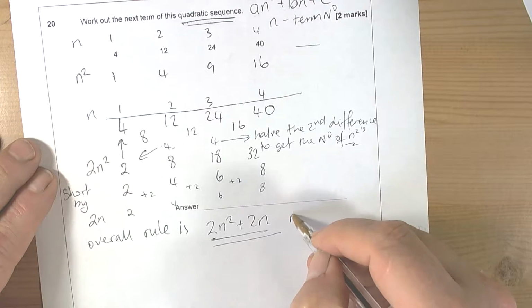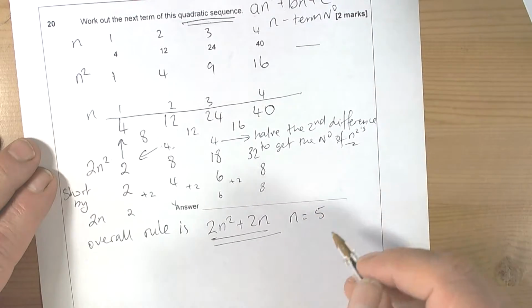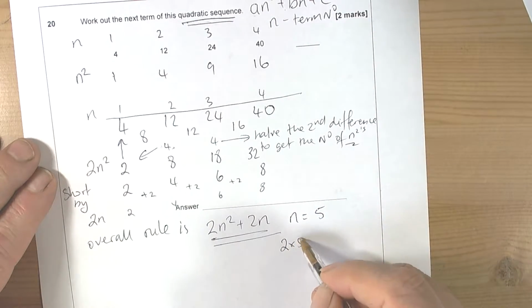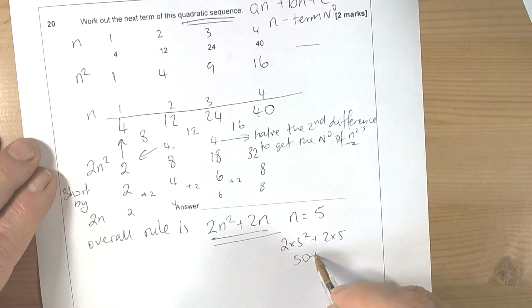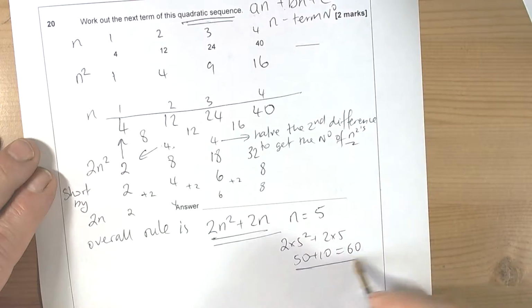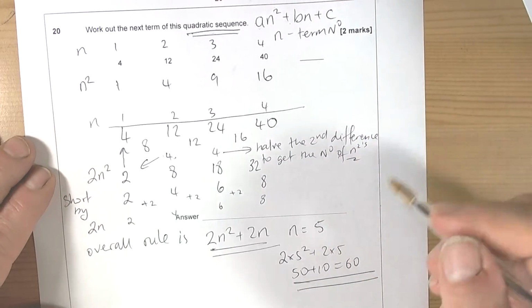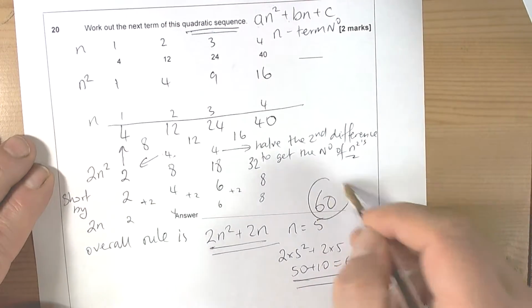Now, if n is 5, then we've got 2 times 5 squared plus 2 times 5, so that's 50 plus 10, so 60. That means the answer here is 60.